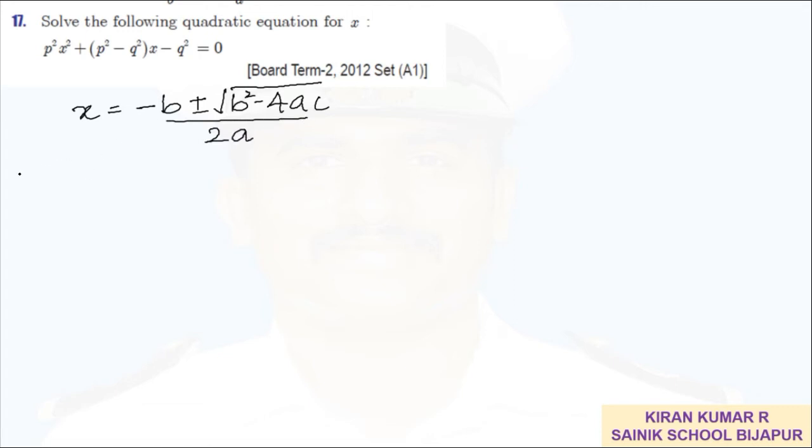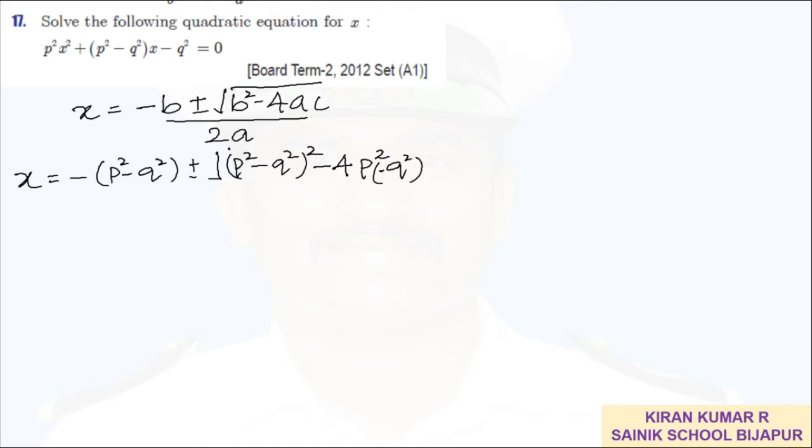Substituting in this, we get x as minus b, where b is p square minus q square, plus or minus root of, I will neglect this minus here because when you square a negative number it becomes positive, so I will just write p square minus q square whole square, minus 4 times p square into negative q square, divided by 2a, which is 2 times p square.